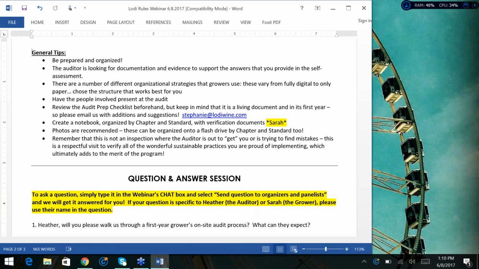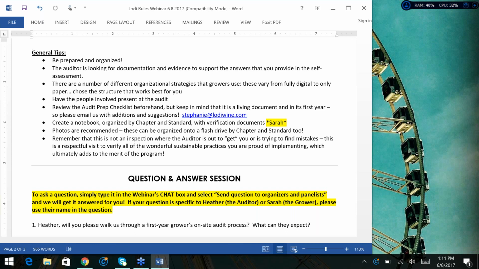Always have people involved present at the audit. Review the audit prep checklist ahead of time. Keep in mind that it's a living document and it is in its first year. So please email us with additional suggestions to stephanie@lodiwine.com. Also, please, if you prefer the paper structure, create a notebook organized by chapter and standard with verification documents.